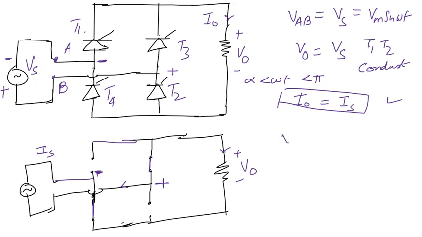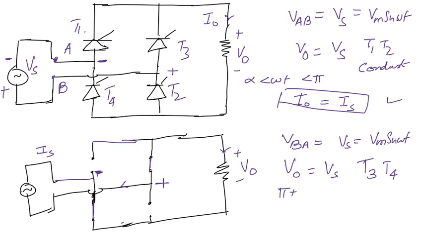So VBA, now I am reversing the polarity. VBA is Vs, that is Vm sin omega t, right? And what about V naught? V naught will be Vs when T3 and T4 is conducting, and T3 and T4 is conducting from pi plus alpha to 2 pi. Okay, so it is conducting from TS.